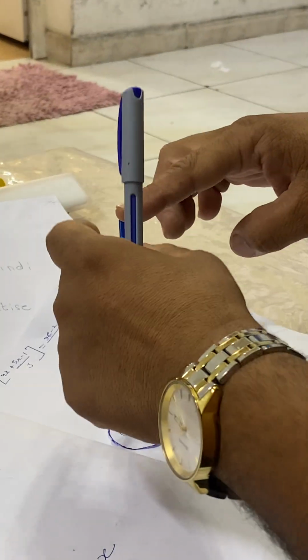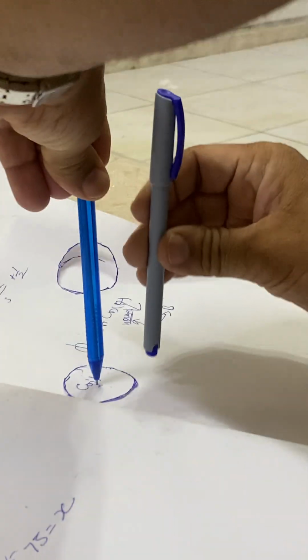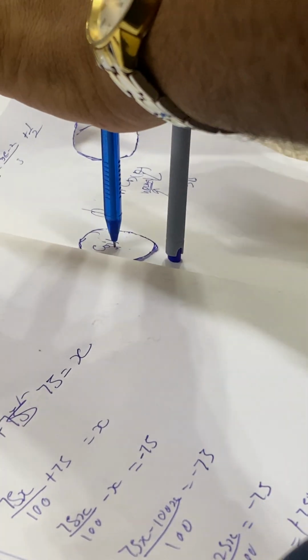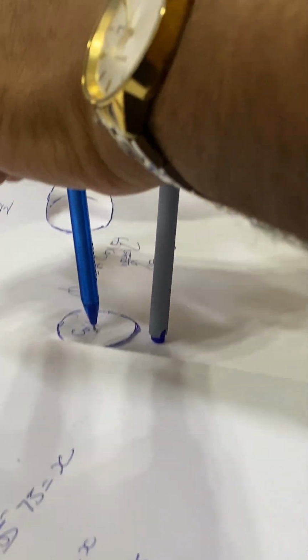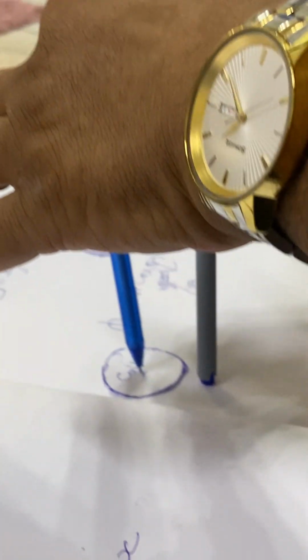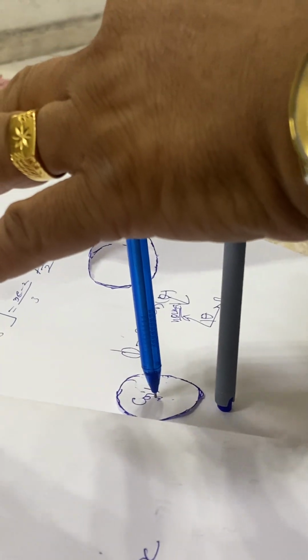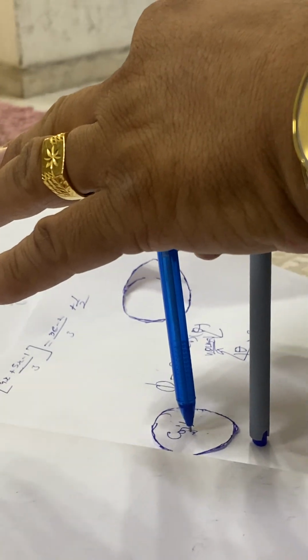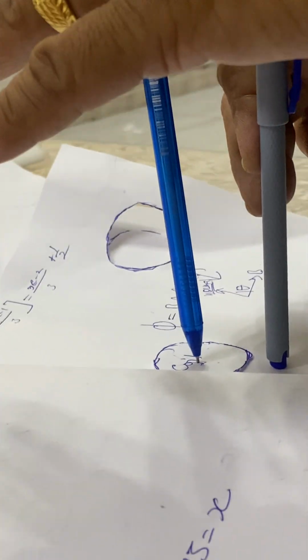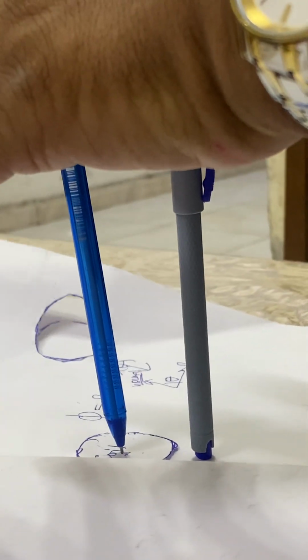And this is the normal here. Now if I keep the pen like this, this is the normal, and this is the direction of B. This normal and this direction of the magnetic field are parallel, so they are making the angle 0. So the value of theta is 0 in this case.